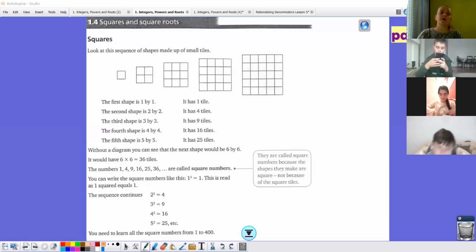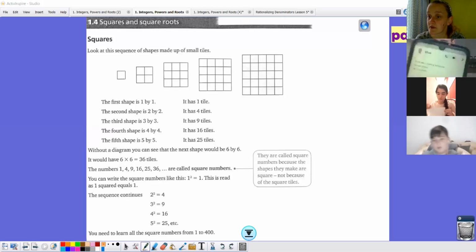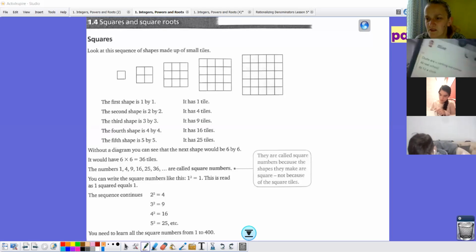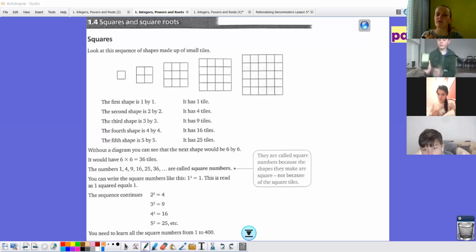Today we are starting squares and square roots. Okay, thank you, Yasin. Now squares. First one. Page 11.